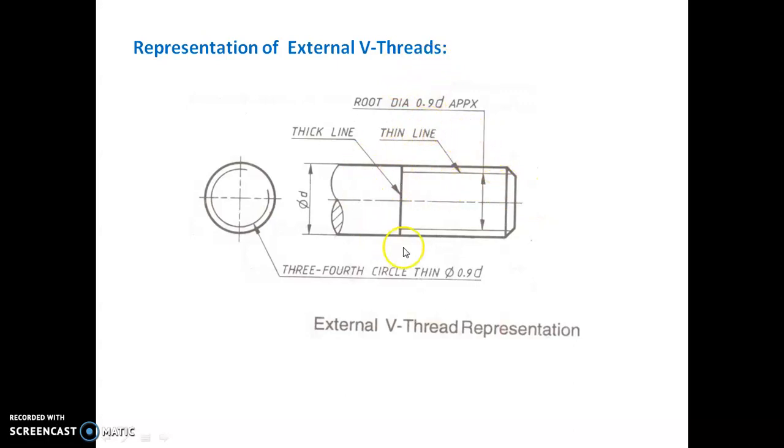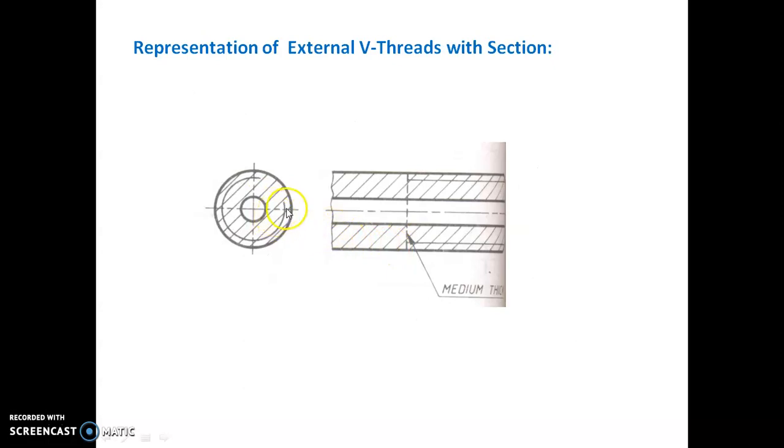If you have the external V threads, you will represent them in 2D like this: the two lines at a root diameter of approximately 0.9D with thin lines. And if you show it in the side view, you will have the full circle for the outer diameter, and a 3/4 circle or a little bit more than 3/4 circle for the thread diameter or the root diameter. Then if you take the section of this, you will represent the section of external V threads in this way.